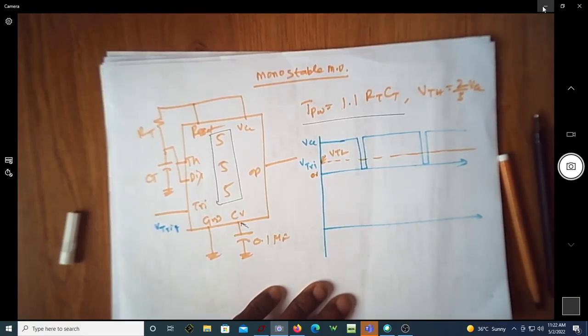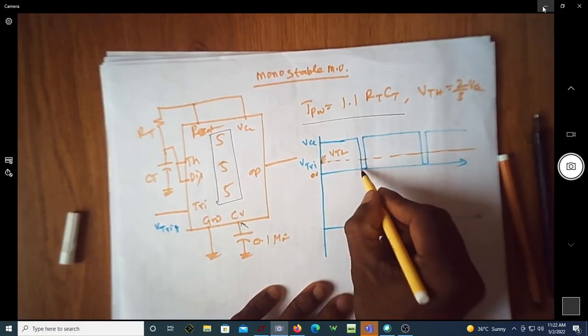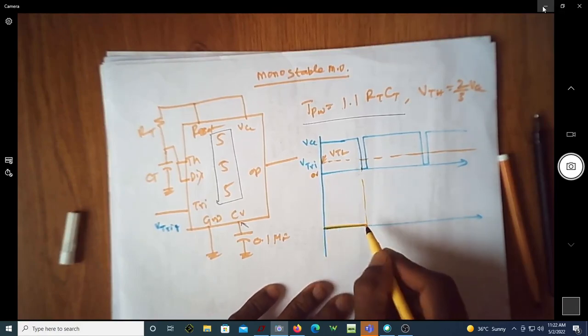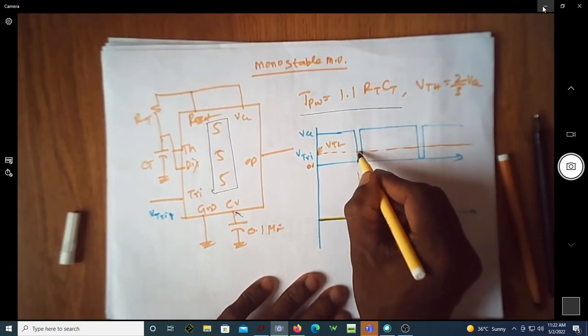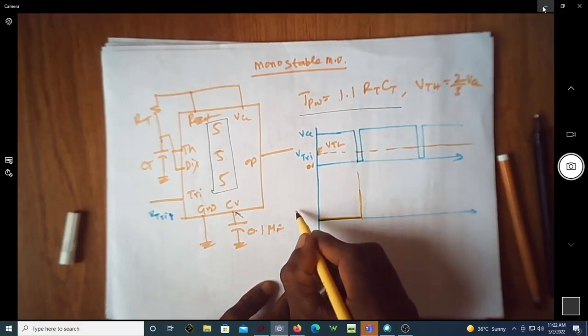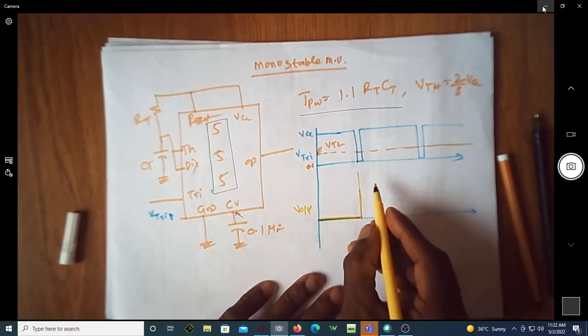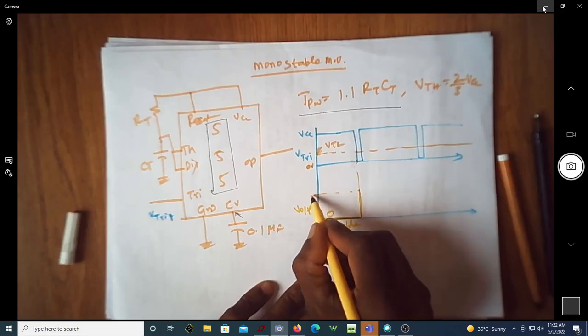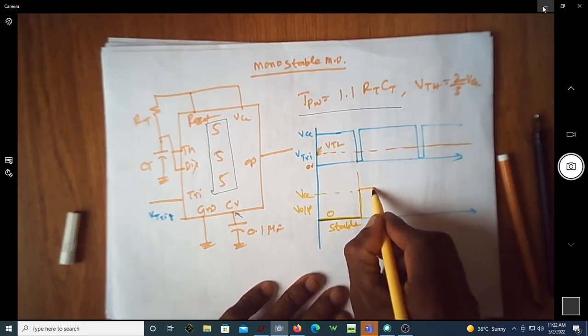So we know that the output remains in the stable state till you apply the trigger signal. Now this is the stable state. Since the trigger signal is going below VTL, it goes to the quasi-stable state. We are talking about the output voltage, and this is 0, and here it is the stable state. Here this is VCC. This is a temporary state.